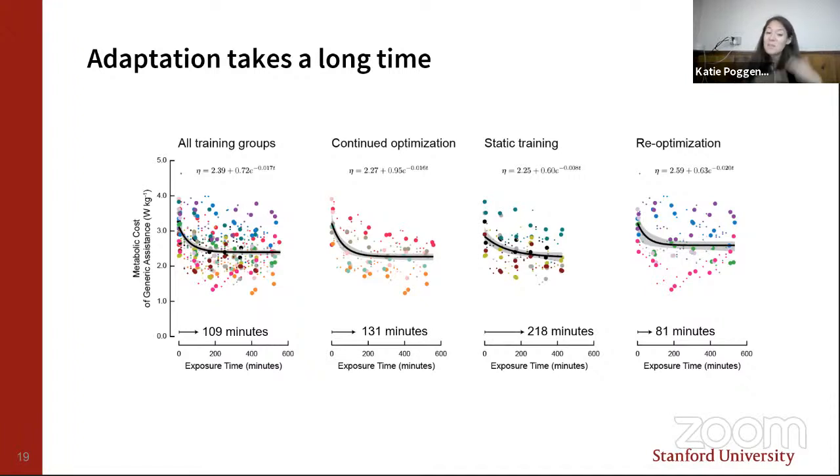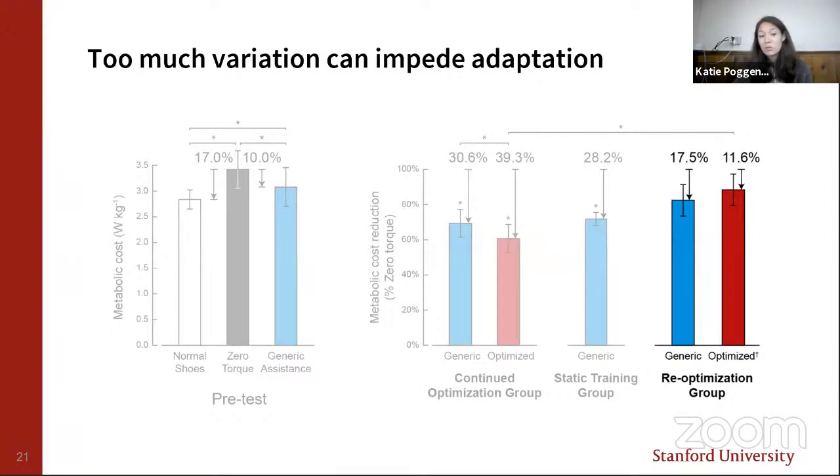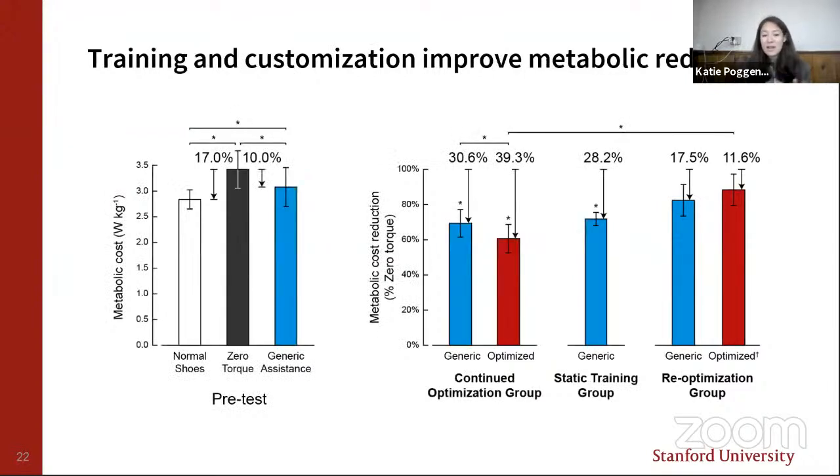So what I've shown so far is just the metabolic cost of generic assistance, but we did customize some of our profiles. And we found that customization led to even greater metabolic cost reductions with an added almost 10% bonus. But too much variation can impede adaptation. So this only holds if people are fully trained and the optimizer has enough time to find the optimal solution. So in general, training and customization of the control parameters improves metabolic cost reduction. And too much variation in training can impede training, but people are still able to learn just as effectively by walking in a static profile for just as long.